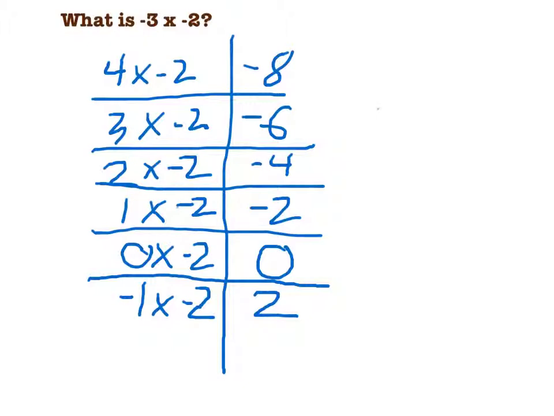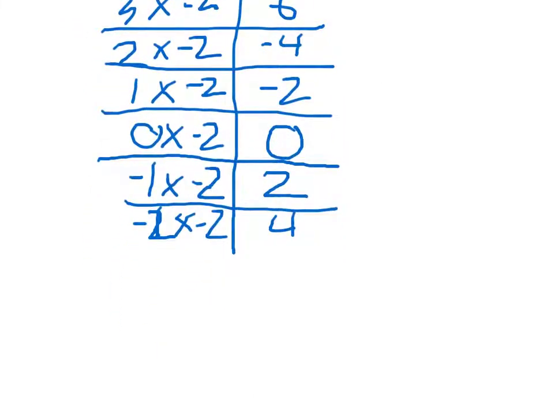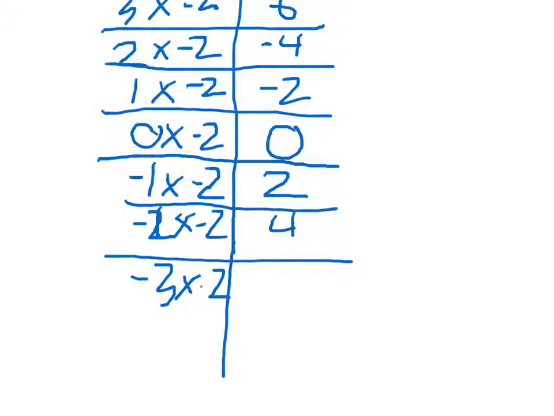Yes, according to this pattern, the answer is 2. Negative 2 times negative 2 would be positive 4. And if we continue in this fashion, negative 3 times negative 2 is going to be equal to 6.